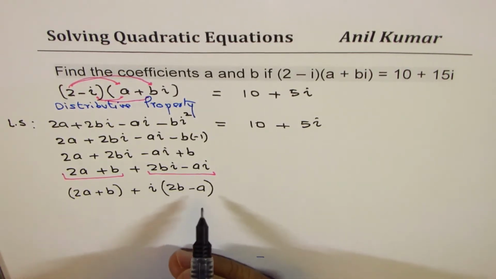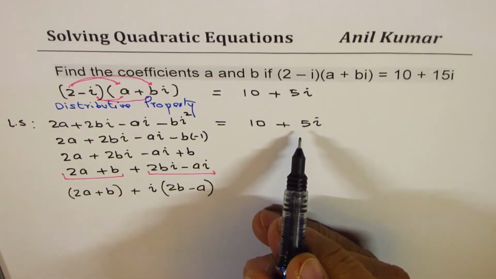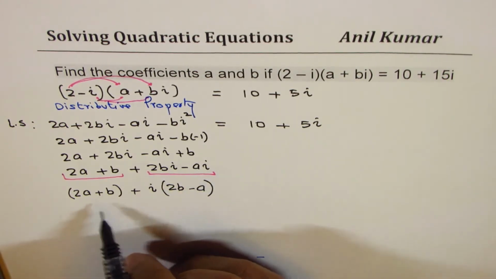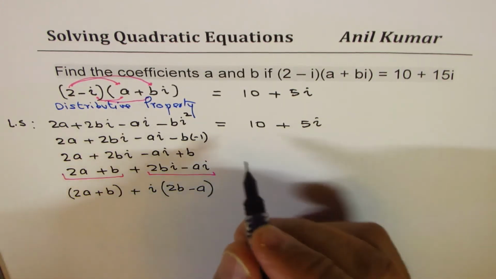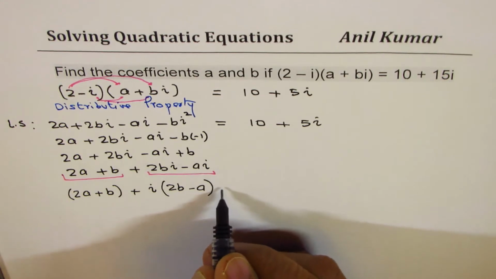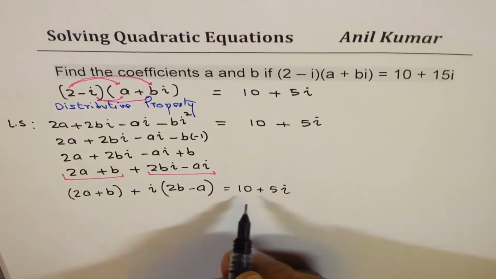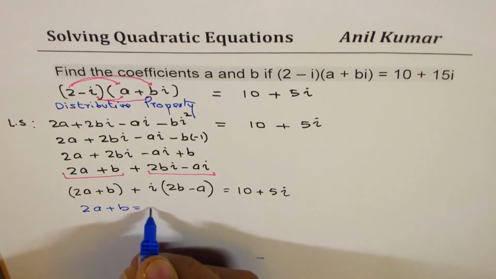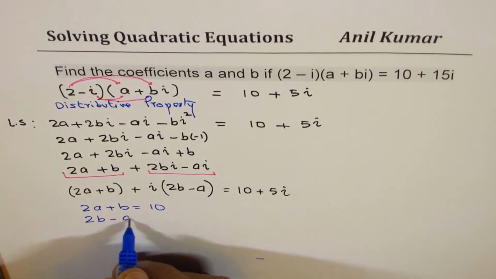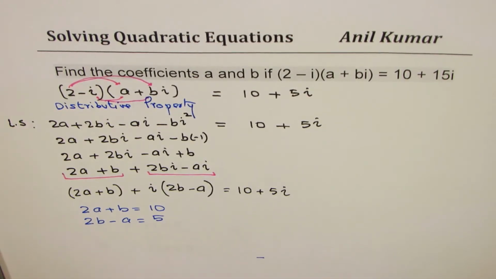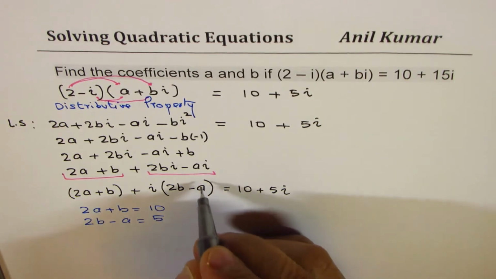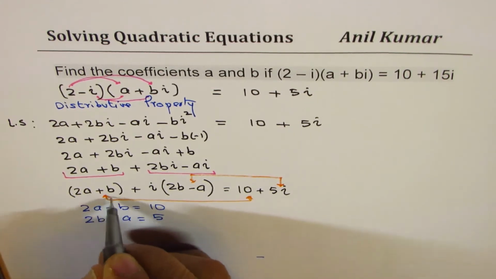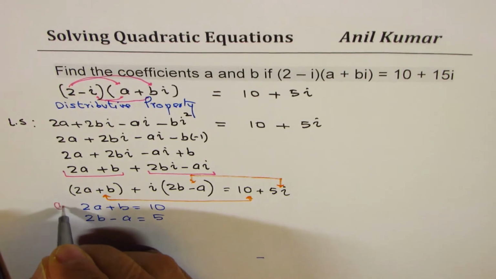Perfect. Now as you can see, all this is equals to 10 plus 5i, correct? All this is equals to 10 plus 5i. So real part should equal real part. Now that gives us two equations. One of them is 2a plus b equals to 10. The other one is 2b minus a equals to 5. Does it make sense to you? Correct? Just comparing. So what we have done here is we have equated this part to the imaginary part and that part to the real part. To get these two equations, let me number them as equation 1 and 2.